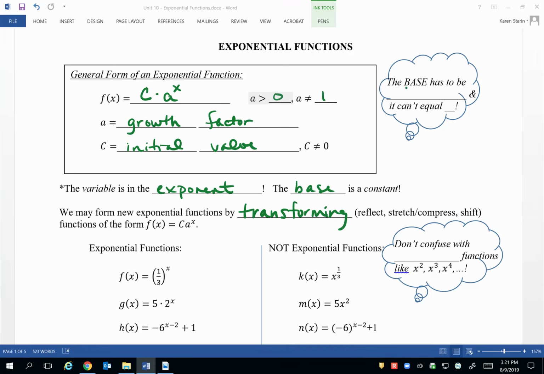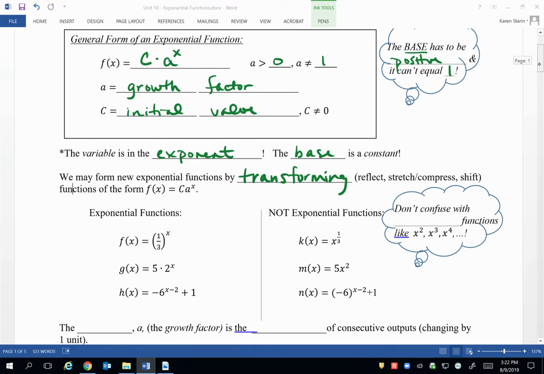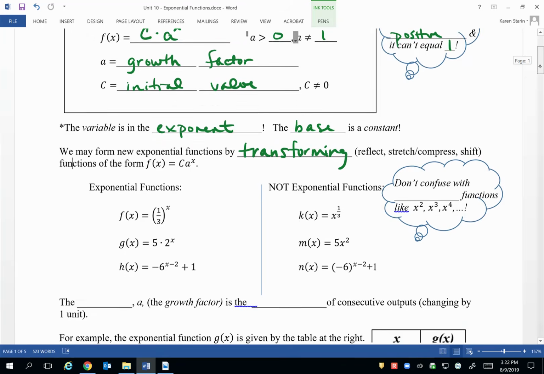I want to speak about the base one more time. The base has to be a positive number, and it can't be equal to 1. Now let's look at some examples of functions that are exponential functions and some that are not.